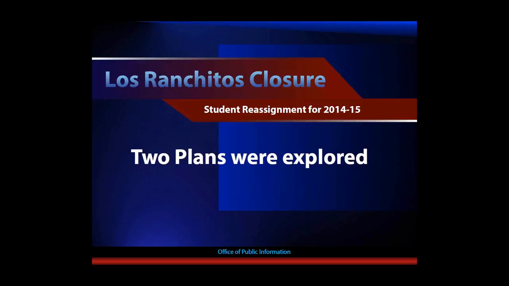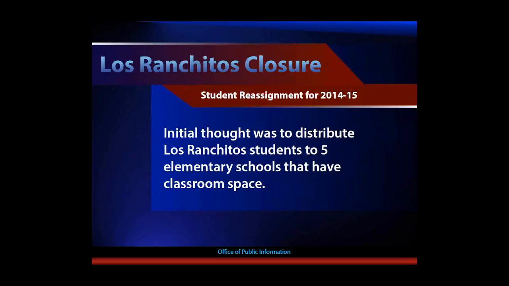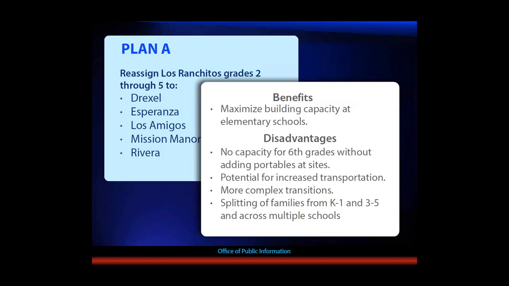We talked about two plans with the public. The initial, easy, quote unquote, thought was, if we have to close Los Ranchitos, let's just take the number of students and distribute them as equally as we can to five of the elementary schools that are kind of close and have classroom space. It seemed like a simple thing to do. It seemed a logical move.